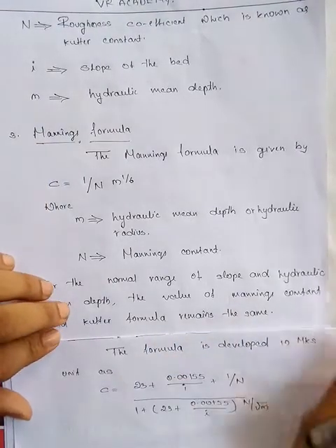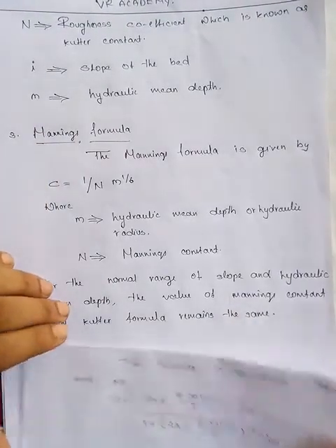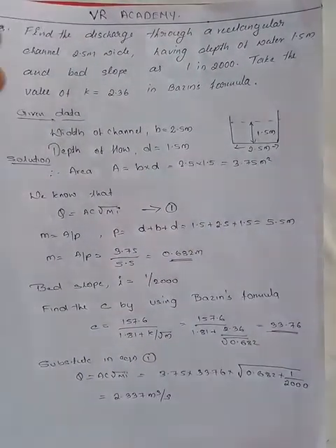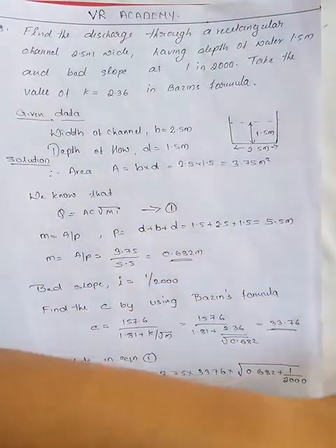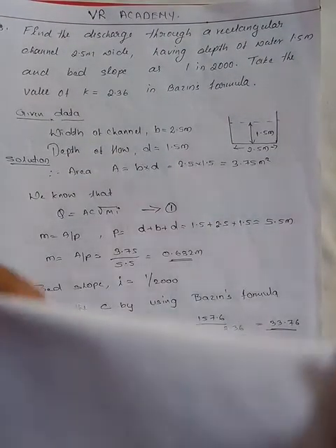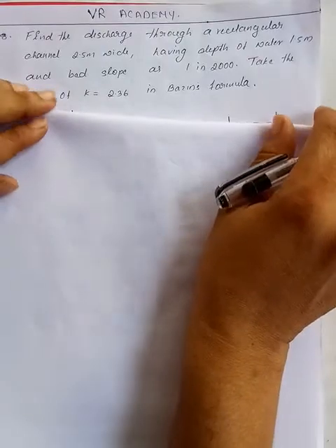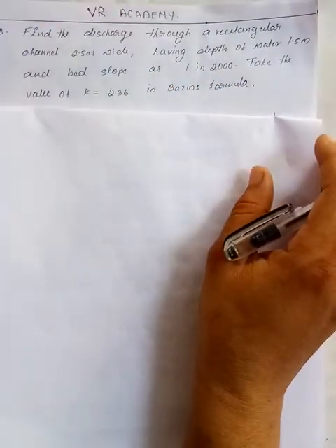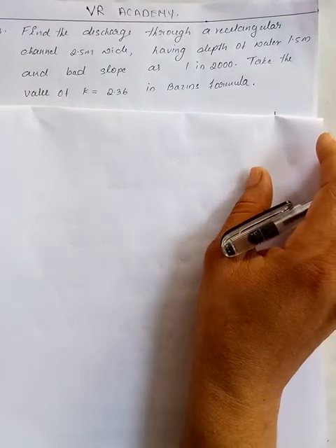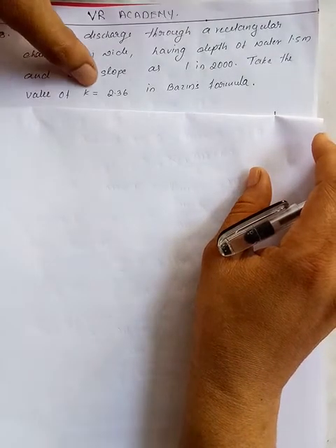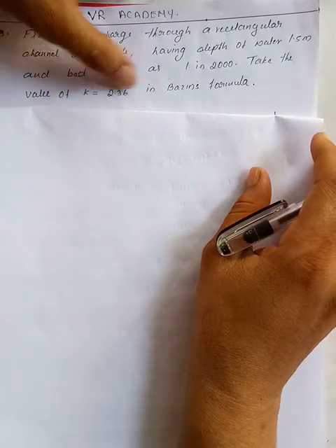Okay, next go for the numericals from this empirical formula. The first one: find the discharge through the rectangular channel 2.5 meter wide and having a depth of water 1.5 meter and bed slope as 1 in 2000. Take the value of K, K is equal to 2.36 in Bazin's formula.